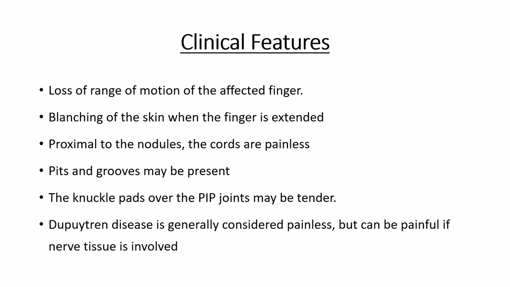Coming to the clinical features, there will be loss of range of motion of the affected finger, and blanching of skin when the finger is extended. Proximal to the nodules, the cords are painless. Pits and grooves may be present. The knuckle pads over the PIP joints, that is proximal interphalangeal joints, may be tender. Dupuytren disease is generally considered painless but can be painful if nerve tissue is involved.